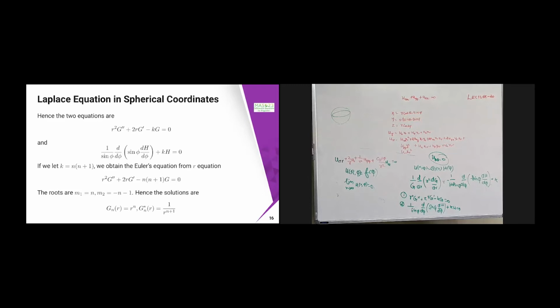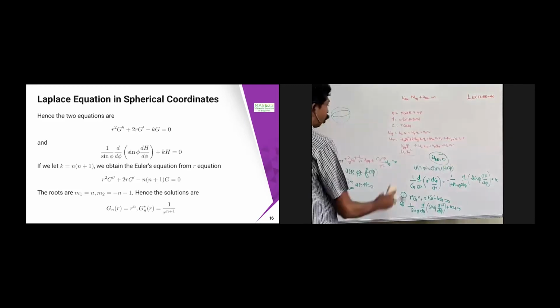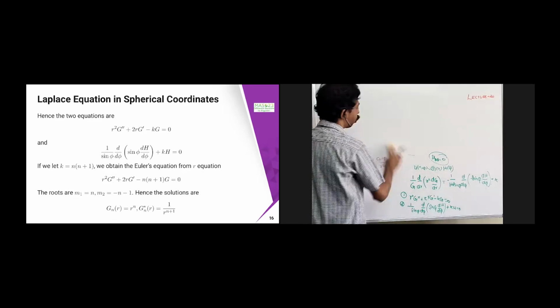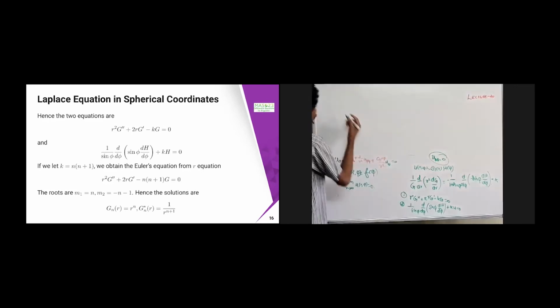I can solve a particular case for this one. For the particular case I am going to put k equal to n into n plus 1. I'm just going to solve only some particular k, not all the cases. You can take the other cases also and then solve them. There are advanced books available to solve that. I'm just going to take only this case, k equal to n into n plus 1.